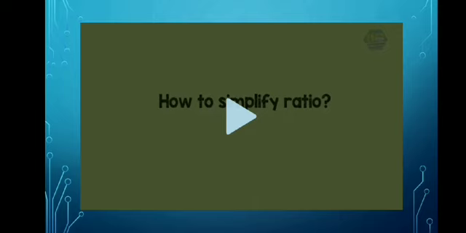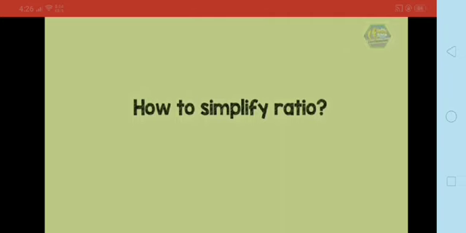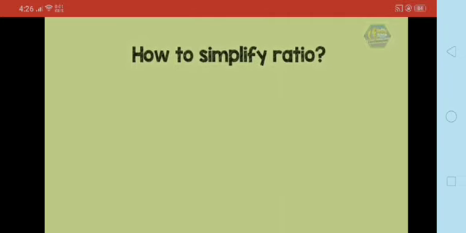Now I would like to give you a small video. By this video, you will be able to simplify the ratio. But how? Take a look at this example.